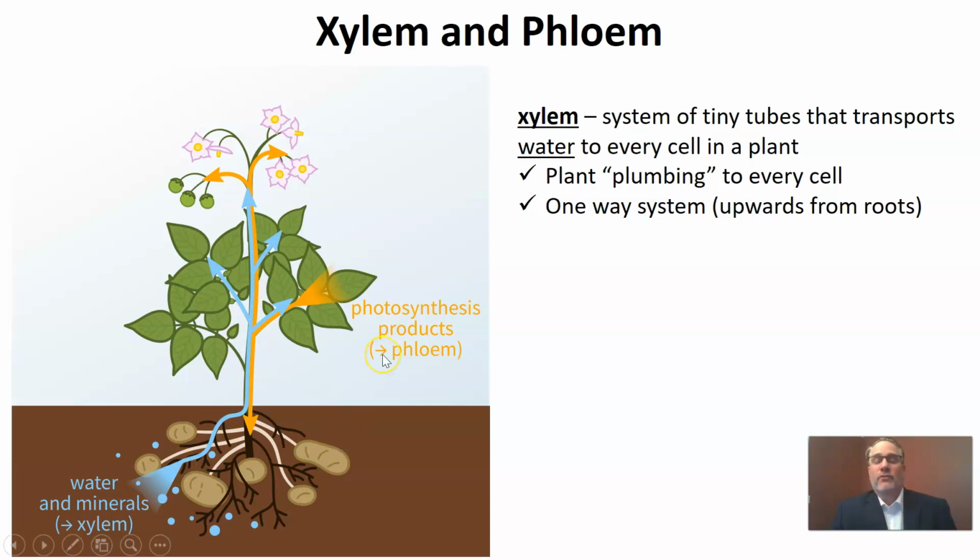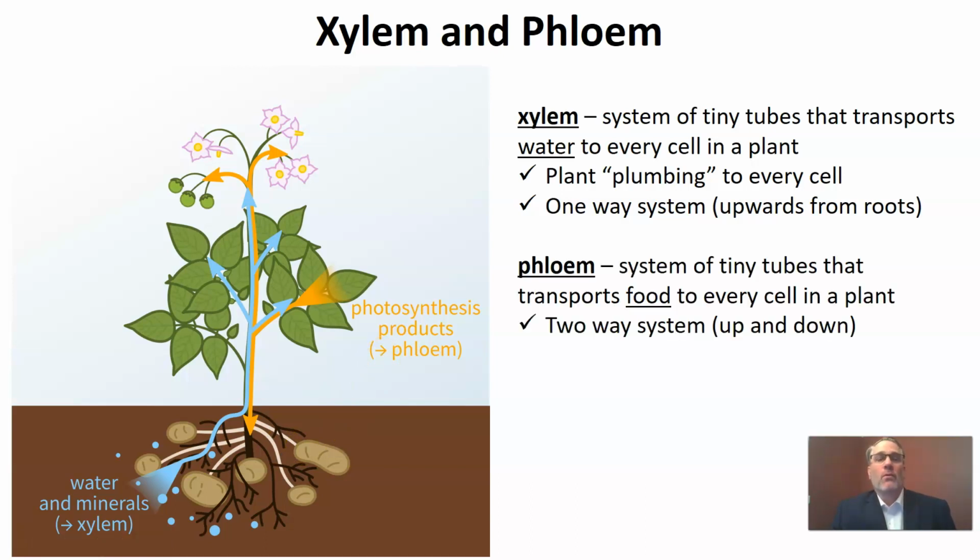Okay. The second system that plants have does not transport water specifically. They are actually going to transport food, and so we call this the phloem. Of course, food, sugar, is made by photosynthesis in the leaves. That food that the leaves make has to make it to all of the other plant cells, whether they're in the roots or the stem, or even upwards into flowers. So the thing that you should know about the phloem is this is a two-way system.